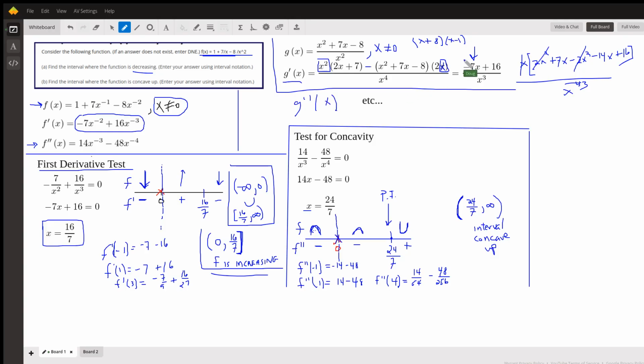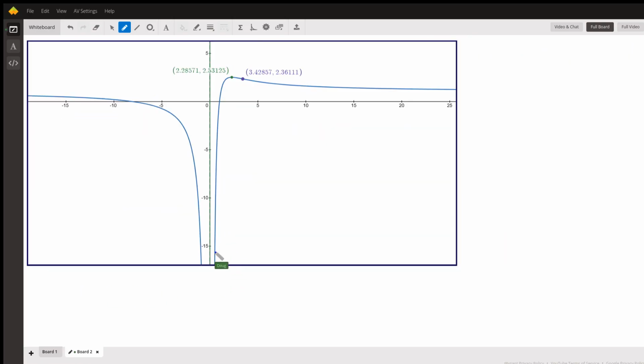Notice that this is equal to 0 when x equals 16/7, just like we got over here. Okay, there's what the graph looks like. There's the function increasing all the way up to an x coordinate of 16/7. And this is the point of inflection where the concavity changes to concave up. It doesn't look that much up, but the slopes of the tangent lines are increasing there.